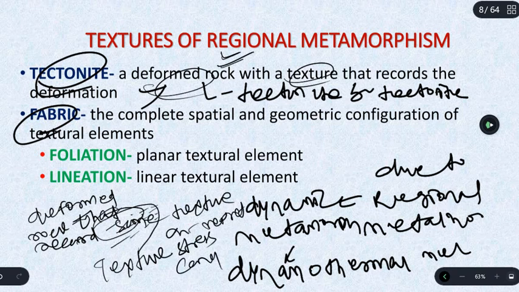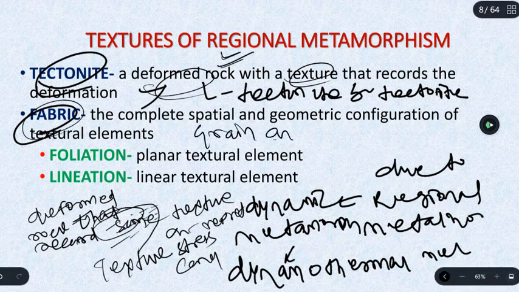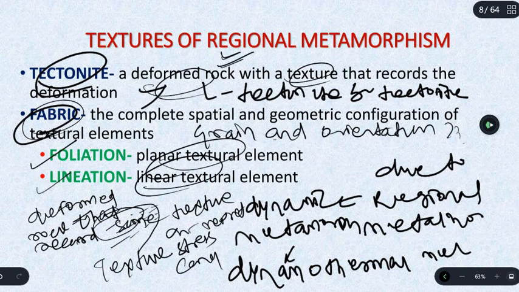Okay, what do you mean by fabric? This is very basic, right? Tell me. Exactly, grains and their orientation. Clear? So fabric means foliation and lineation. Foliation is the planar textural element and lineation is the linear textural element.